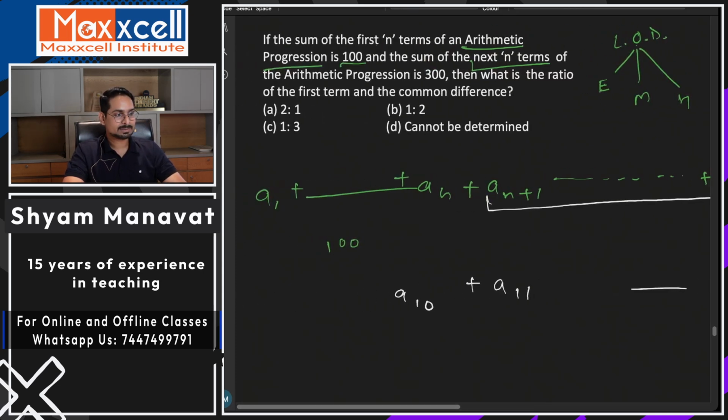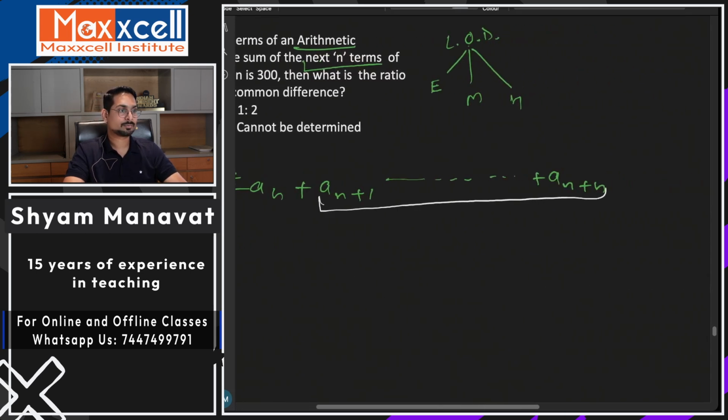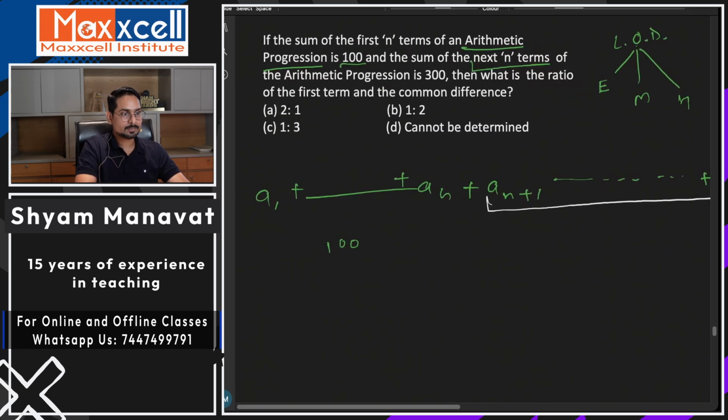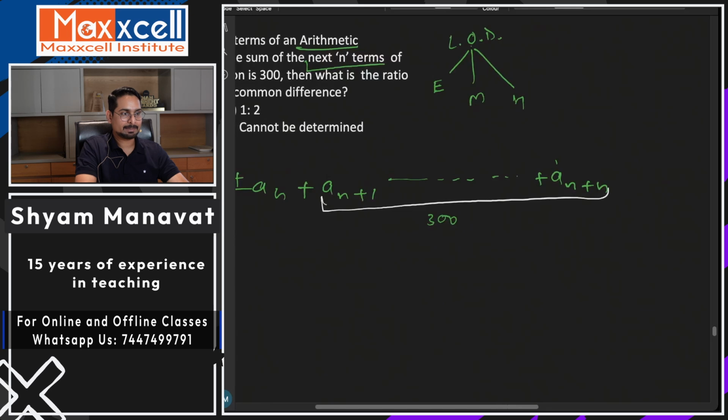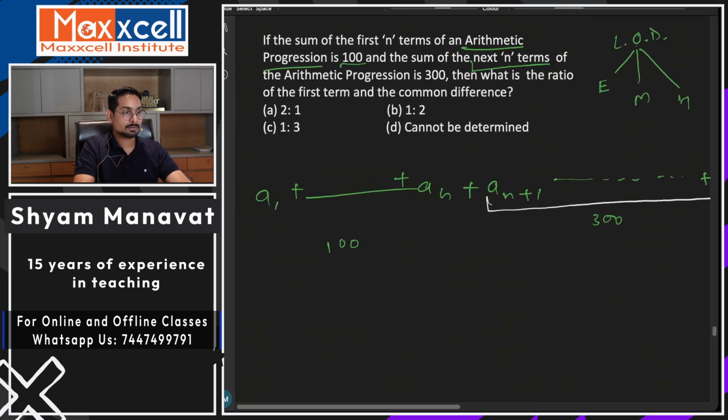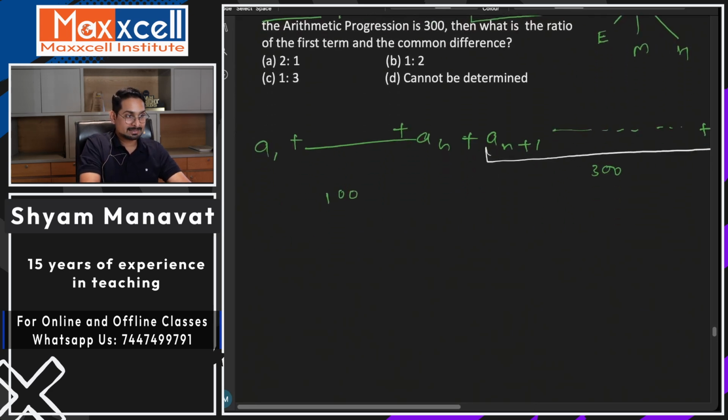Okay, similarly, question says first n term is 100 and next n term is 300. Next n term sum is what? 300. So this is 300. Now this a n plus n, this I can also write a 2n, n plus n is what? 2n, right? Yeah. So if I add this like this, I can use sum here also.